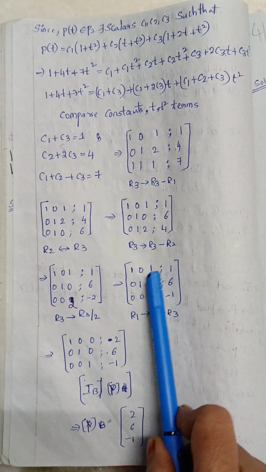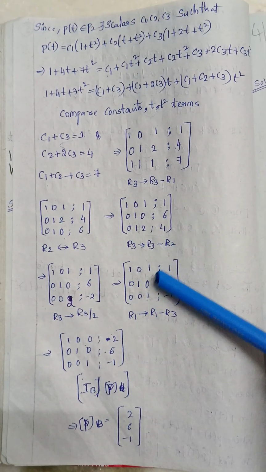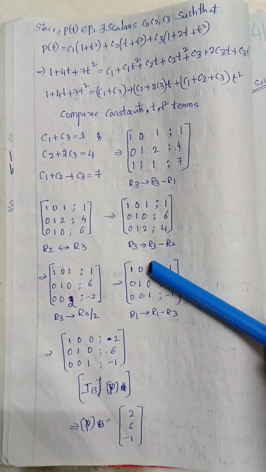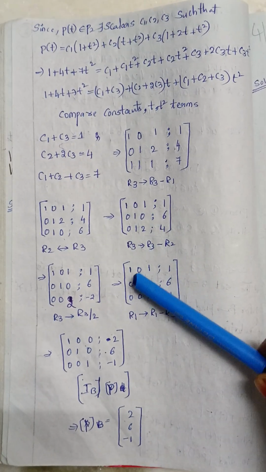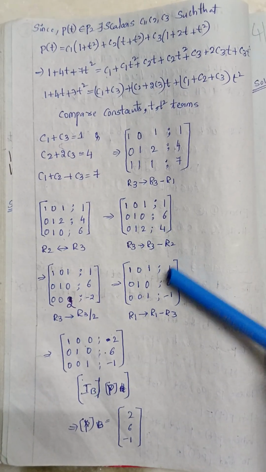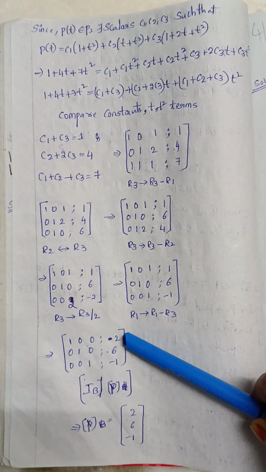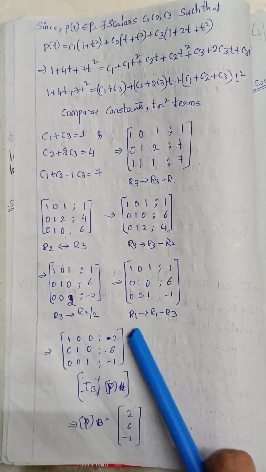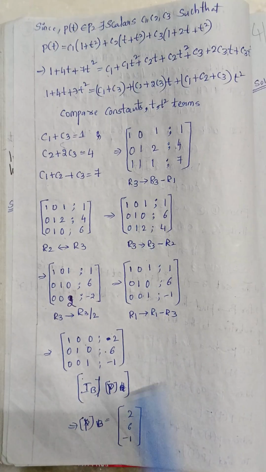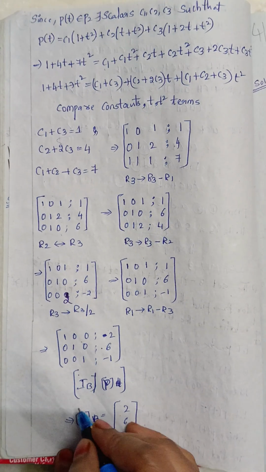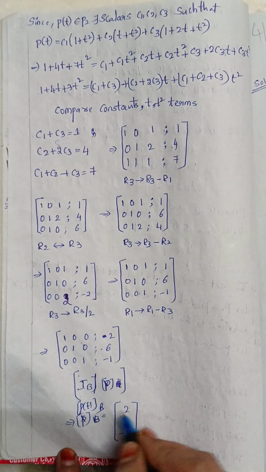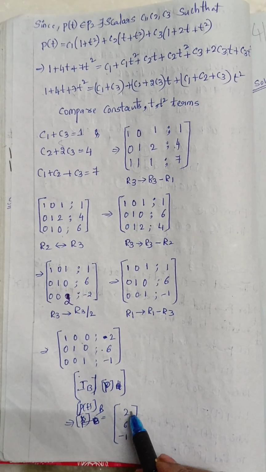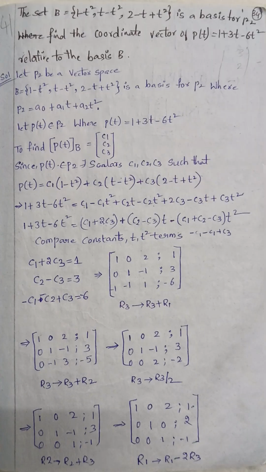Now here we want to make this into 0, right? By using which number? This number. So R1 implies R1 minus R3 here. So it will become 0. It is 1, 0, 0, and 1 minus of minus 1, that is plus 1, that is 2. Now it is the identity matrix, and the remaining is the [x]_B matrix, here [p(t)]_B. This is the [p(t)]_B matrix. The vector is nothing but the scalar set, that is 2, 6, minus 1.